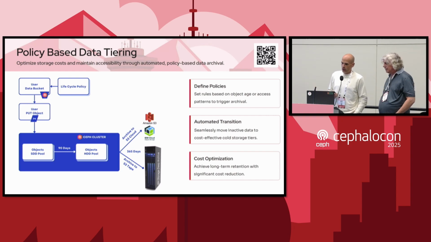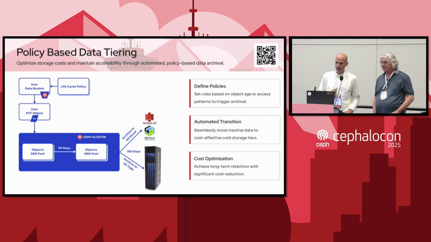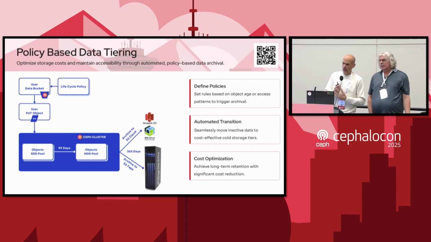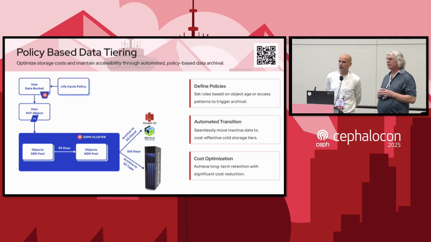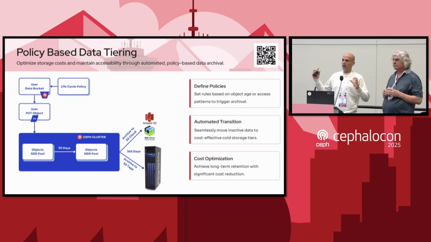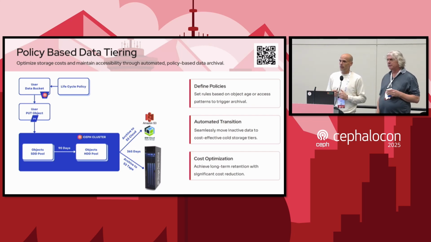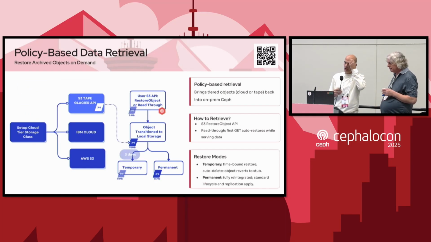And finally, let's go through the policy-based data archiving that we mentioned before. As we said, in the past, we were able to push data into remote S3 endpoints. Here you have an example, for example, Amazon S3 or IBM Cloud. You also have S3 tape endpoints that are becoming popular that you can use here. So here you have a lifecycle policy in your bucket. When X amount of days go by, you want to archive your data to cloud. You want to move it out. In the past, we could push, but now we can also retrieve. So we are able to bring the data back to Ceph.